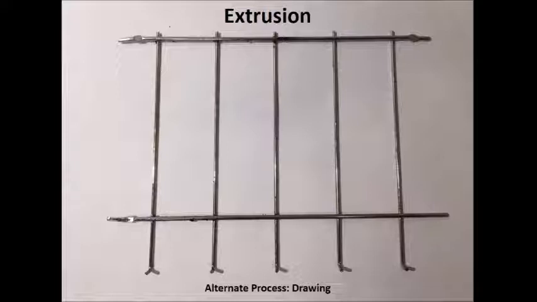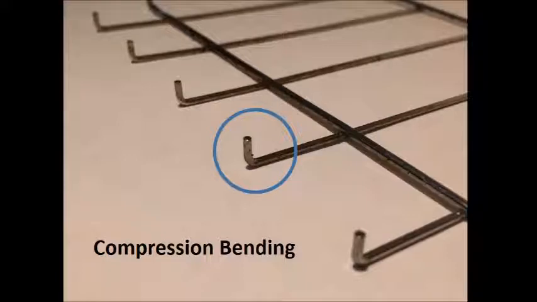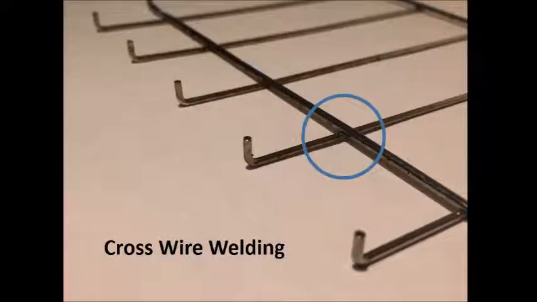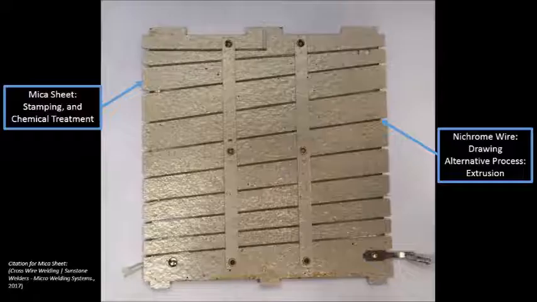The rods for the grill were most likely made using the cold extrusion process due to the surface finish of the steel. An alternative to this process would be drawing. The rods were most likely bent using compressive bending. Finally, the joints of the wires were connected using crosswire welding, a form of solid-state resistance welding. Crosswire welding works for this application because multiple welds can be completed at once.